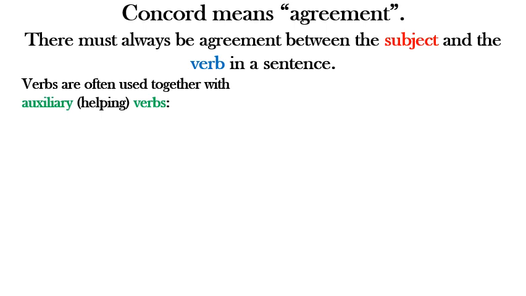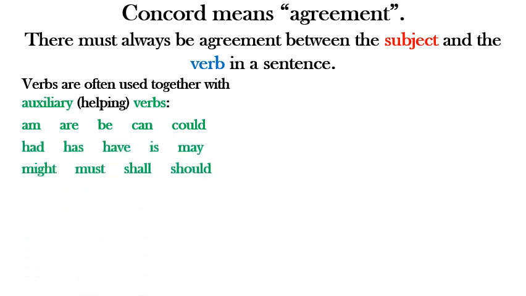Often it's the auxiliary verb that matters the most for the Concord, and here are some examples of auxiliary verbs. You have am, are, be, can, could. And you have had, has, have, is, may, and you have might, must, shall, should, and you have was, were, will, would. You know, that's a poem. It sounds lovely when it's read out like that.